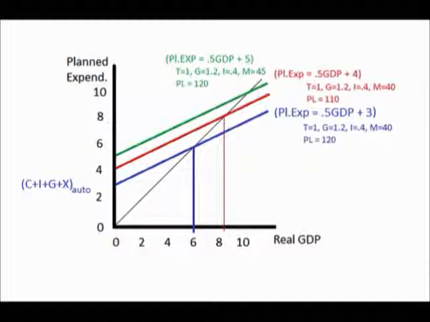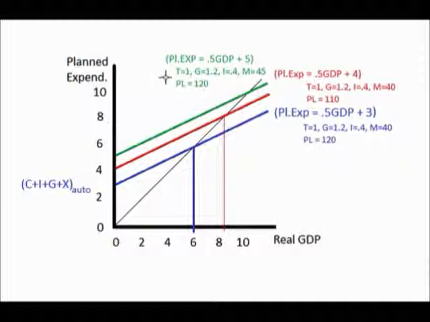The equation for the green one is planned expenditures equals 0.5 GDP plus 5. That's $5 trillion of autonomous spending, shown as the y-intercept on the graph over here. Look at the list of variables underneath. I'm assuming that the price level has returned to 120, so you can compare the green function to the blue one, where the price level was also 120.